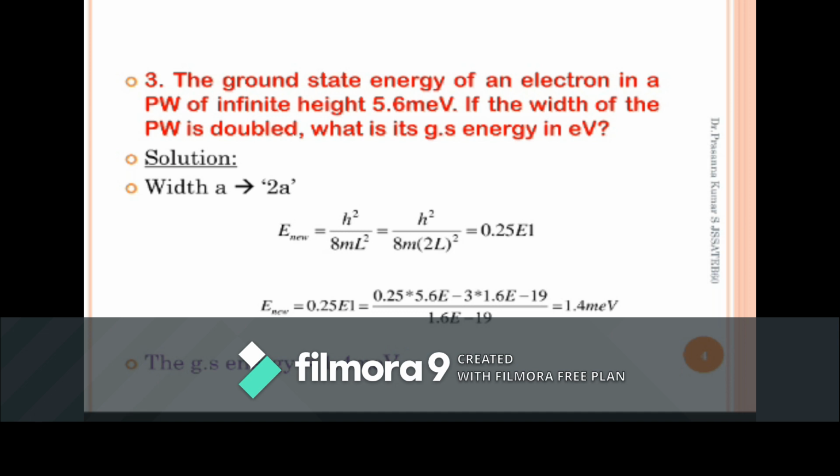Since they have already given the E1, 5.6 milli electron volt, you can straight away calculate 0.25 times 5.6 milli, you substitute for eV, that is 1.6 into 10 to the power minus 19. If you want to express in eV, again divide by 1.6 10 to the minus 19, therefore it will be 1.4 meV. So 1.4 milli electron volt is the new ground state energy of the electron, if the width is doubled, from 5.6 it becomes 1.4 milli electron volt.